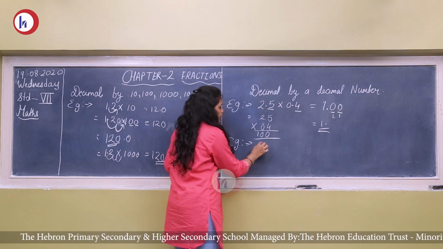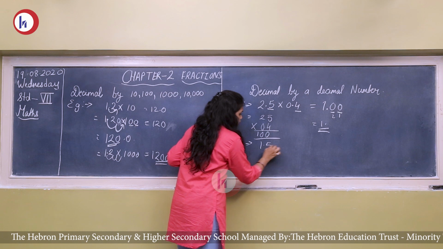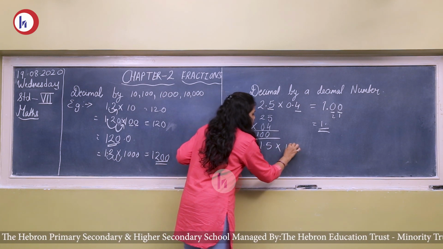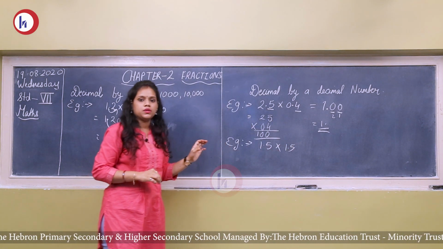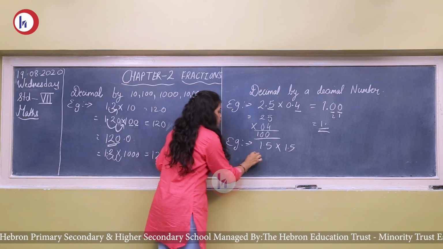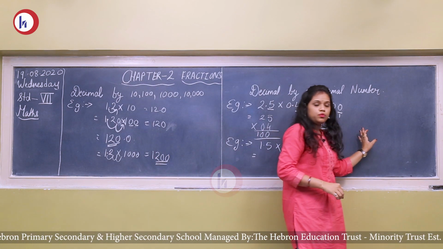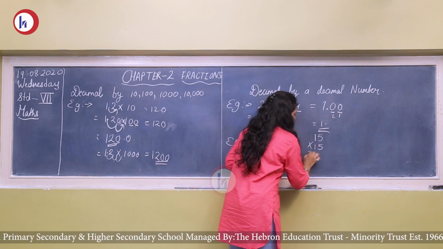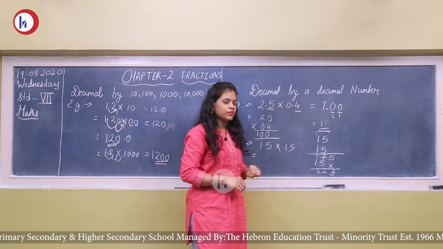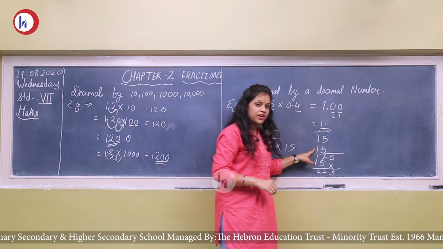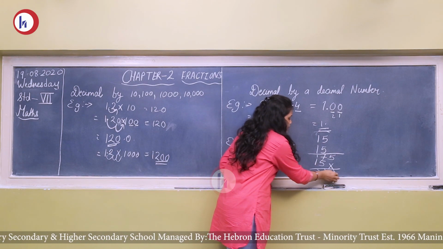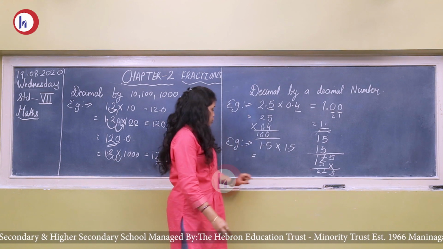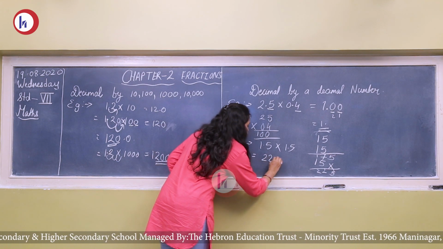Suppose you are taking 1.5 into 1.5, let's take both the numbers. Okay. So 1.5 into 1.5, first you will forget the decimal, so you will do the multiplication 15 into 15. So you will find out the answer. So 15 into 15 when we do, you will get the answer as 225. So your answer is 225.